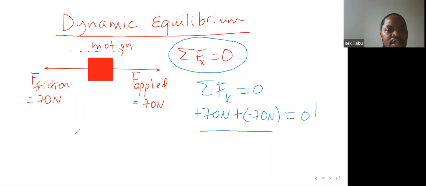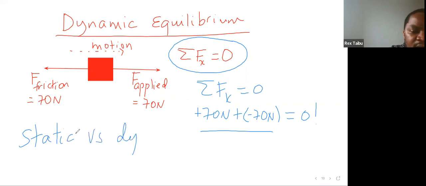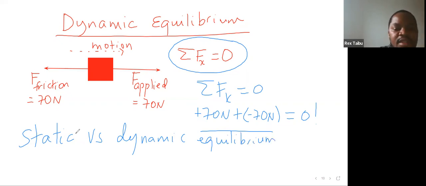If something is in motion at a constant velocity, we call that dynamic equilibrium. When something is at rest and the net force is 0, we call that static equilibrium. So I want you to review static versus dynamic equilibrium. This one is just an example of dynamic equilibrium, where something is in motion but the net force is 0. The static would be an object with balanced forces, but just at rest.